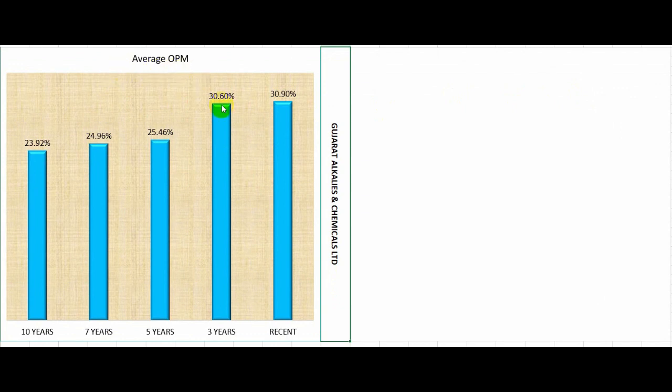Average OPM. Over the last 10 years, the average operating profit margin the company has earned is around 23%, and even in the last 7 years and 5 years, it's somewhere between 24 and 25%. In the recent 3 years, the average OPM has increased to 30.6%. This is good. We are taking the 3 years' operating profit margin and taking an average of that. So 30% on average from the last 3 years is a very good operating profit margin for any company.